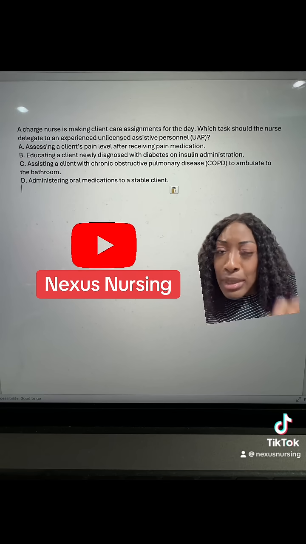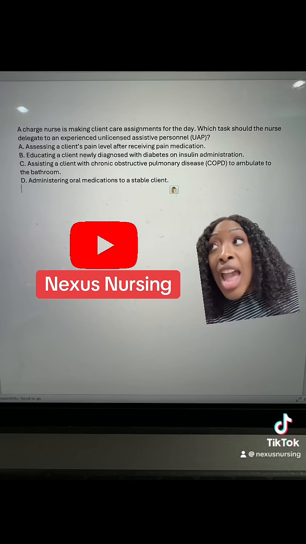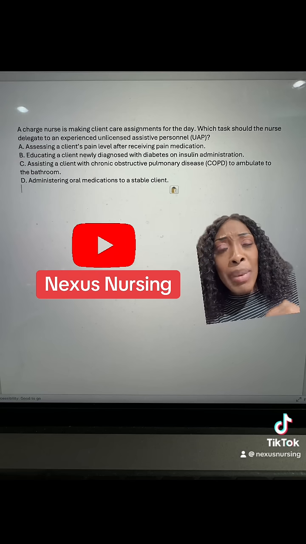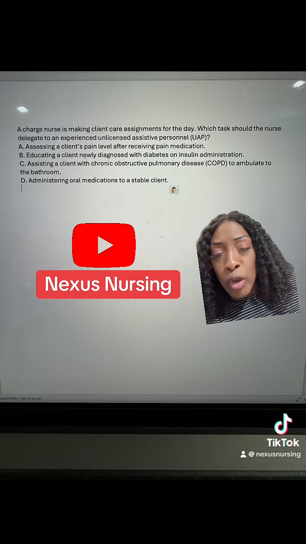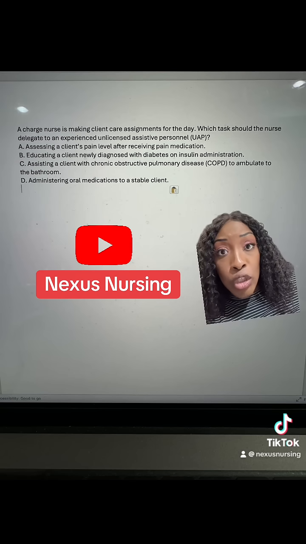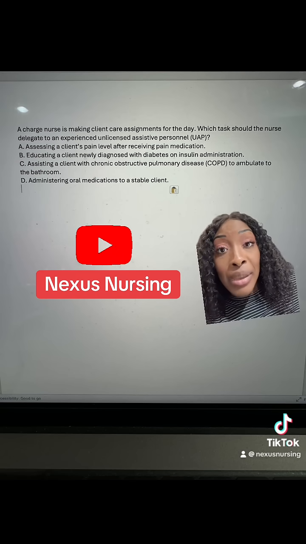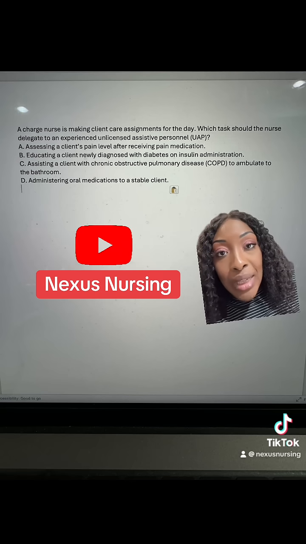Now, it's a little bit trickier when you're thinking about LPN versus RN. When it comes to the LPN, the LPN is going to get the most stable patient. They're going to get the patient that has the chronic condition. There's nothing new going on. There's no new diagnosis, no new med, no new procedure. Anything that's new, anything that's comprehensive, anything that's complex, the RN has to keep, right?